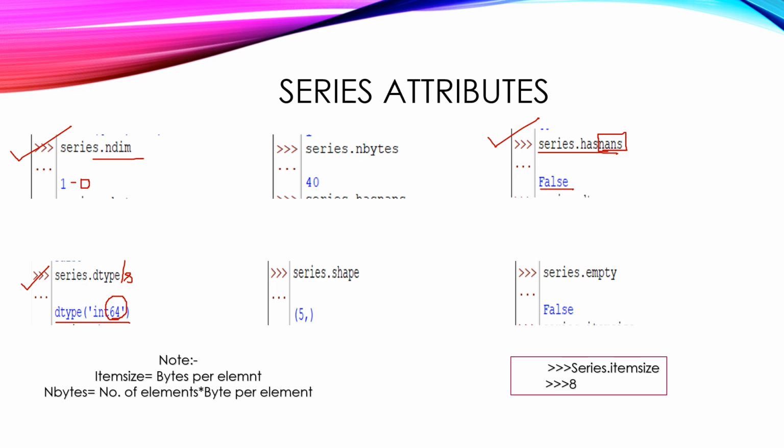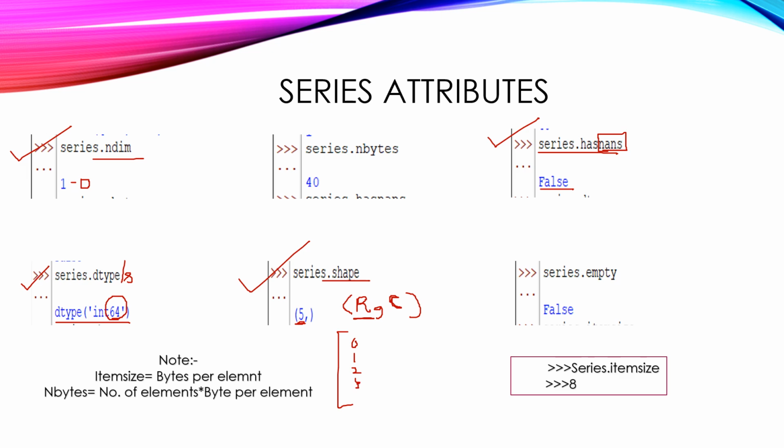Another series attribute is series.shape. Series.shape tells us the shape of the series in a tuple format, where before the comma it tells us the number of rows it has, and after the comma it tells us the number of columns. As series only have rows, the series.shape returns a value just before the comma, and after the comma it's empty. Thus here the answer is 5 comma.